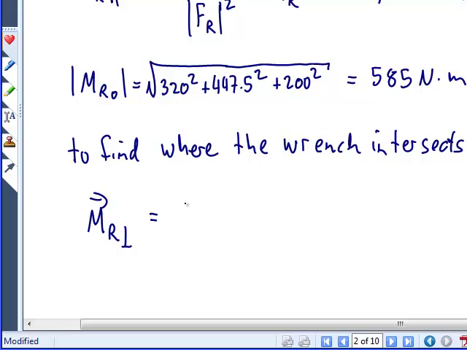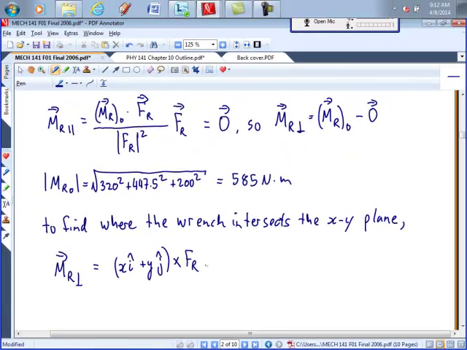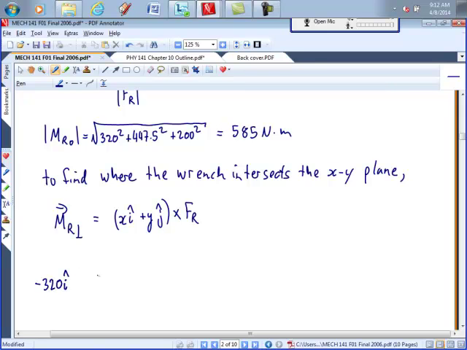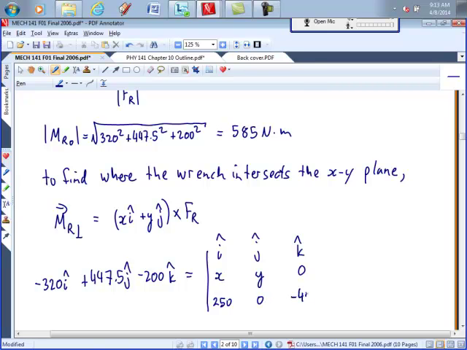is going to equal the position on the xy plane which would be x i hat plus y j hat cross product with the resultant force. So we have the vector we calculated above, negative 320 I hat plus 447.5 j hat minus 200 k hat is going to equal the cross product. So write it in determinant form. Position on the xy plane is x, y, 0. The resultant force was 250, 0, negative 400.